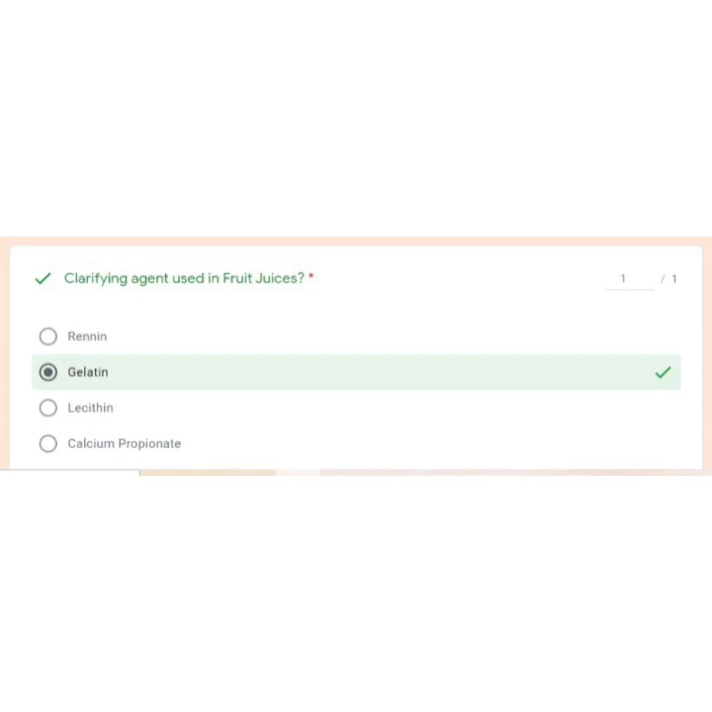Now, if I have to explain the other options, renin is a proteolytic enzyme that is used for the coagulation of cheese, and its major use is in the dairy industry. Lecithin is a stabilizer and a thickener. Calcium propionate, which is the calcium salt of propionic acid, is a common bread and meat preservative. So it is used for inhibiting the growth of mold and other bacteria.